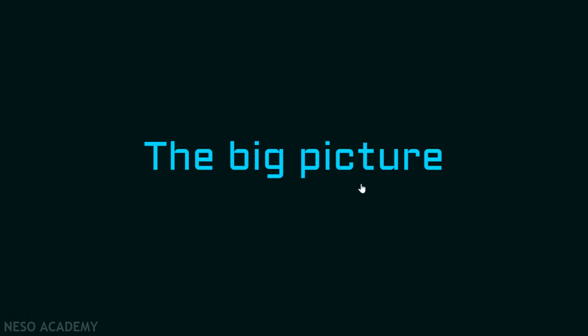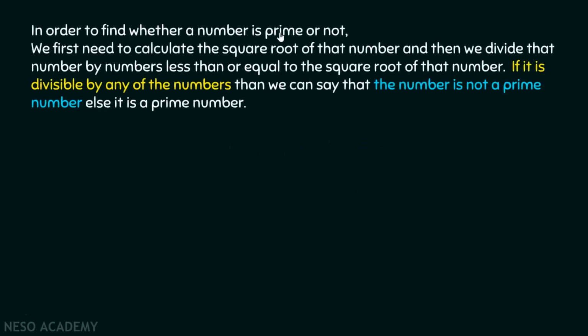Now, the big picture. In order to find whether a number is prime or not, we first need to calculate the square root of that number. This is very important. And then we divide the number by numbers less than or equal to the square root of that number. That means first we need to calculate the square root of the number, and then we need to divide the number by the numbers less than or equal to the square root of that number. If it is divisible by any of the numbers, then we can say that the number is not a prime number, else it is a prime number.